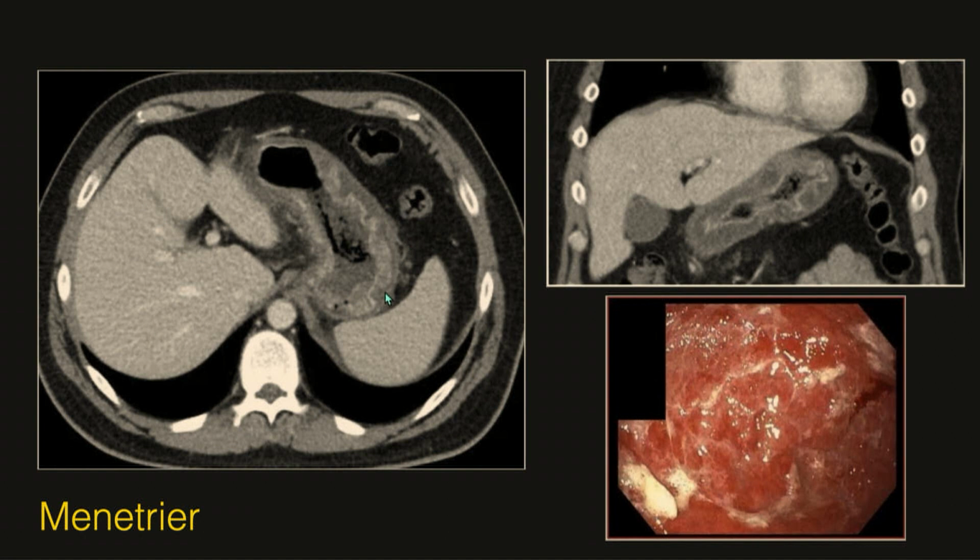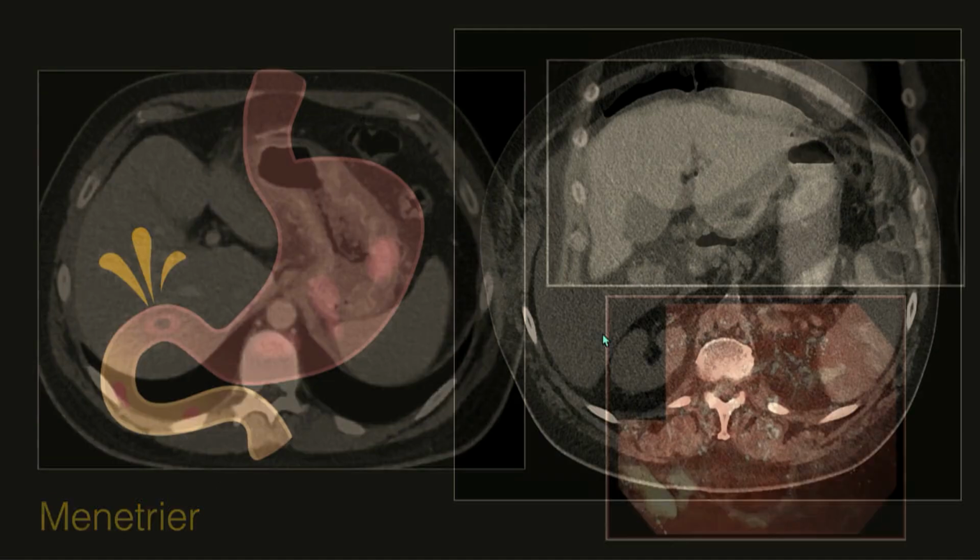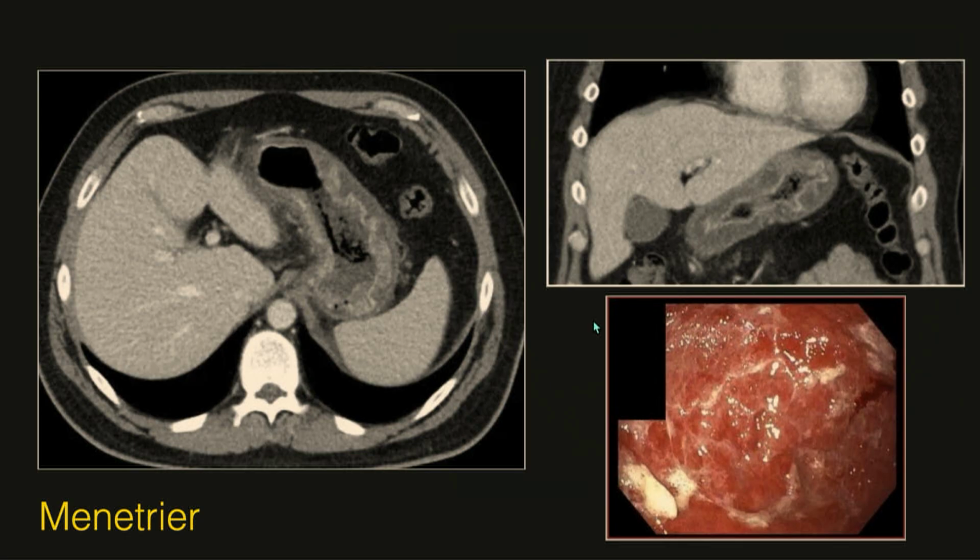Here is a less acute presenting patient who has upper abdominal pain, diffuse gastric wall thickening, submucosal edema, and some irregularity of the mucosa that was really quite impressive on endoscopy. And that was Menetrier's disease, which is a protein-losing gastropathy. So it's a chronic gastropathy, causing hypoproteinemia, and not a very common diagnosis to make, but something to be aware of.